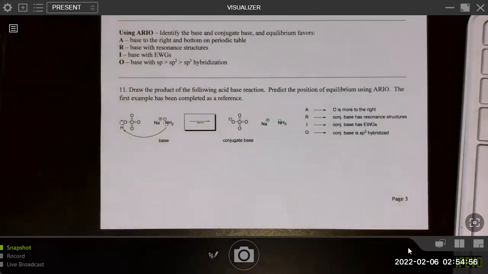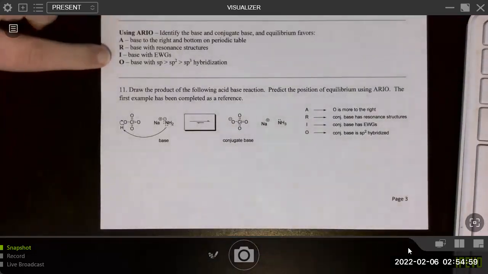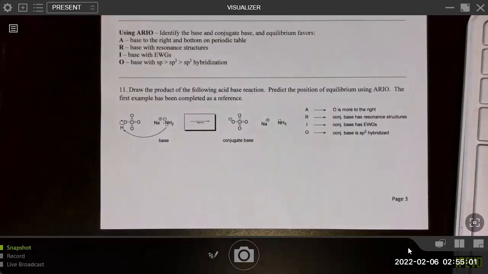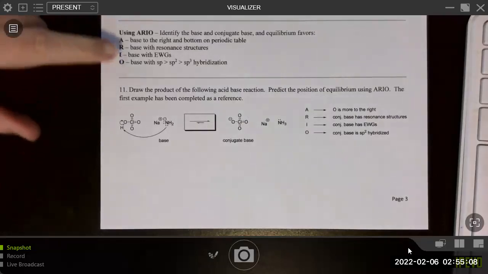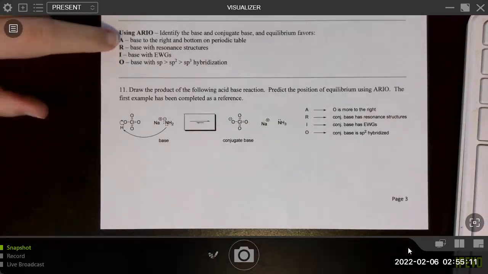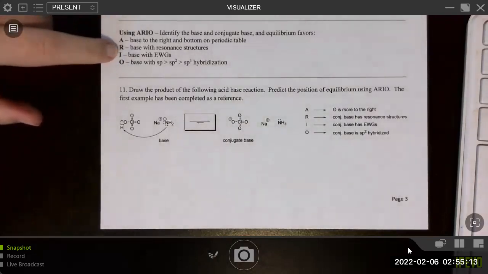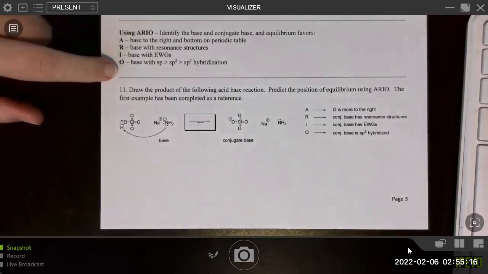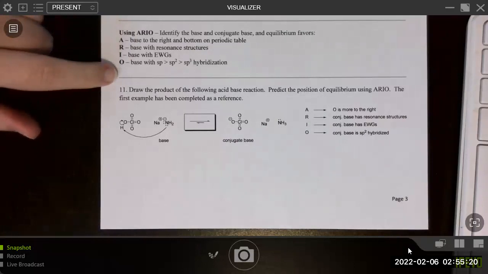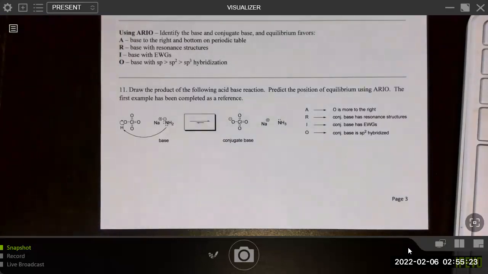Okay, so next it puts it all together for you and says, using Ario, we can identify the base and conjugate base, and the equilibrium will favor, and these go in order. So the atom is the most important typically, then resonance, then induction, then the orbital. But we'll go ahead and analyze all of these and then come up with a prediction as to the position of equilibrium. Okay, so let's look at the first one, which has been done for us.